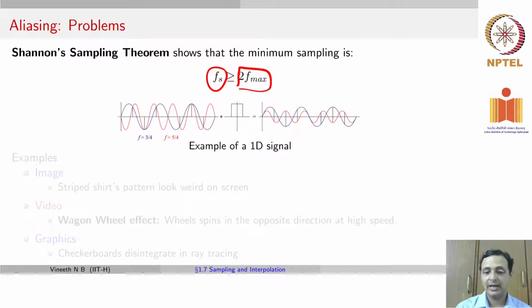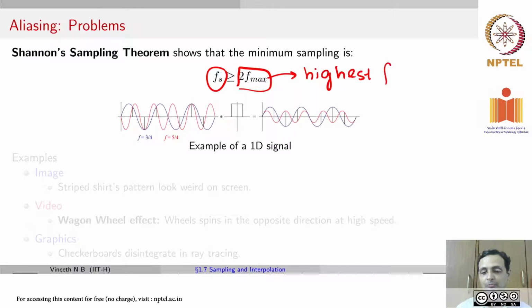Fmax here is the highest frequency in a signal. It's the highest frequency in a signal, and for an image we would say it's an image. We are saying that your sampling rate or your Nyquist frequency should be at least twice the highest frequency that you have in your image or signal. Okay. Why is this so?